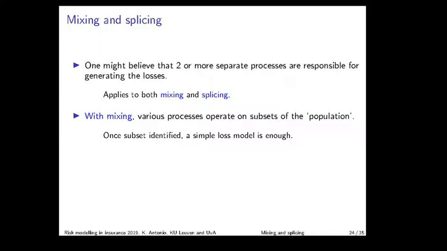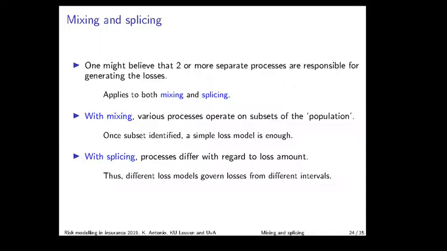For example, in a dental claim setting, one process may generate losses of a fixed amount corresponding to some specific interventions by the dentist, whereas other losses are more variable and will be represented with a different process and thus a different distribution. Typical for a spliced distribution is that different loss models will govern losses from different intervals. For instance, you will use a distribution for small to moderate losses together with a distribution for large to extreme losses.